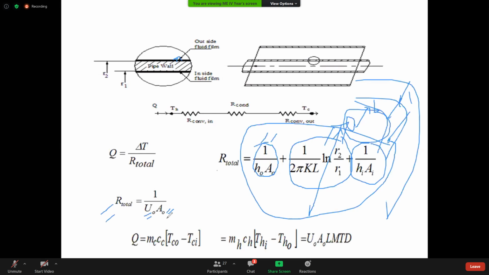వై? సి Q is equal to, చూసారా ఈ ఈక్వేషన్, again this equation, రైట్. U into A into LMTD, U into area into LMTD, right. So additionally the U has come. What is the U? Overall heat transfer coefficient. That overall heat transfer coefficient can be calculated using this equation.